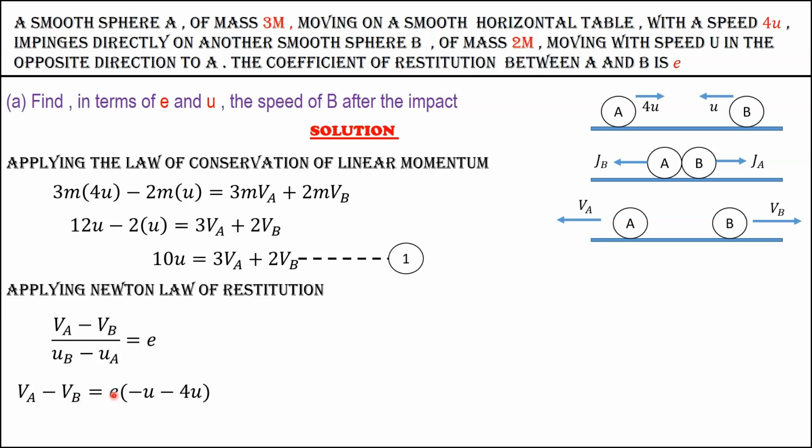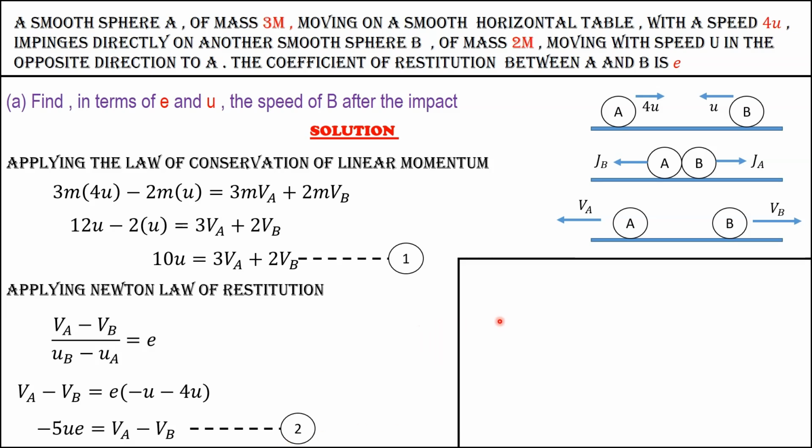be equal to E times negative U minus 4U. Remember, UB is negative U. Why? Because sphere B is moving in the opposite direction. B is moving with speed U in the opposite direction to A. This is why I indicated negative U here, then minus 4U. So further simplifying, we get negative 5UE equal to VA minus VB. Let us call this our equation 2.